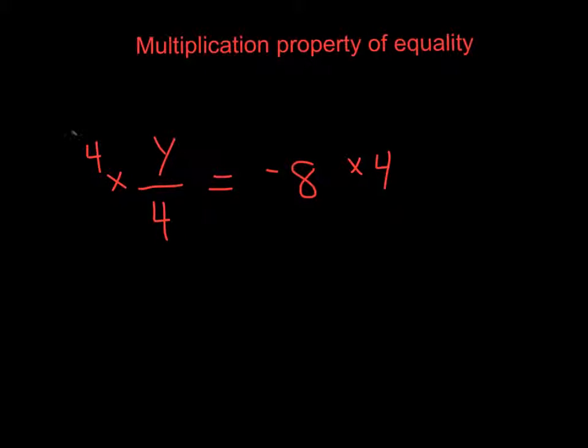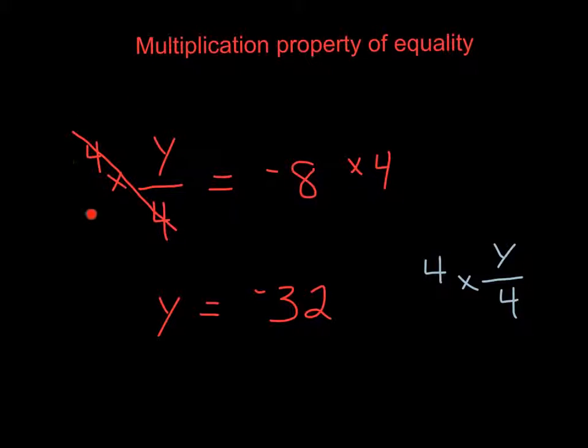Now, just like when we were reducing fractions, I can do that. That's going to make that 1. So now I have y on this side, and negative 8 times 4 is negative 32. So y would equal negative 32.